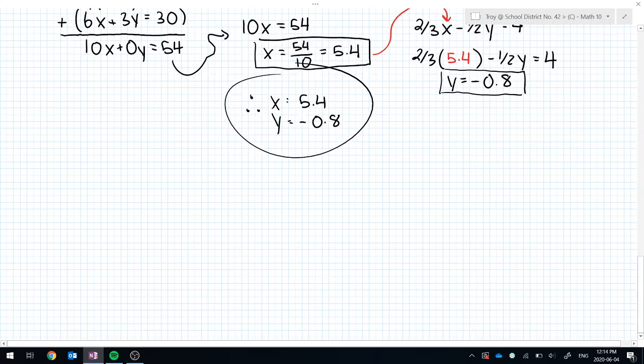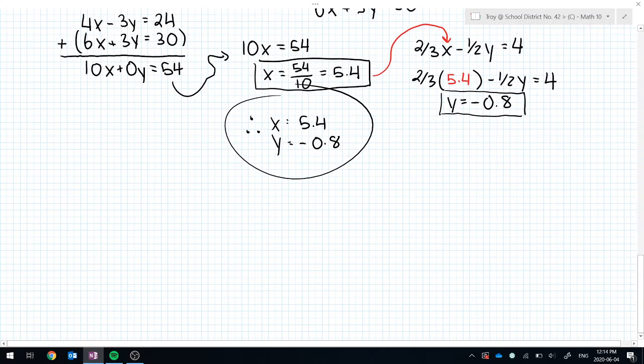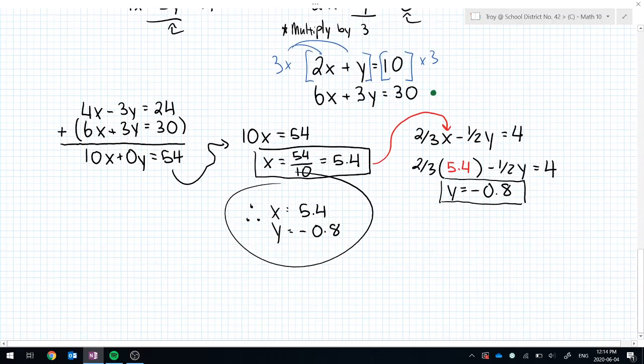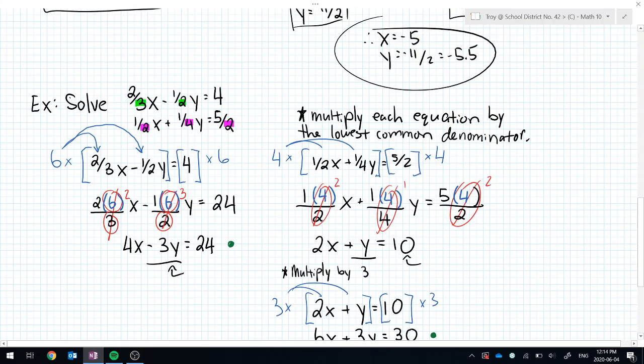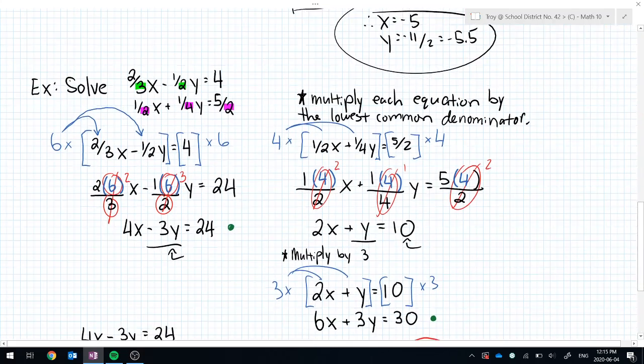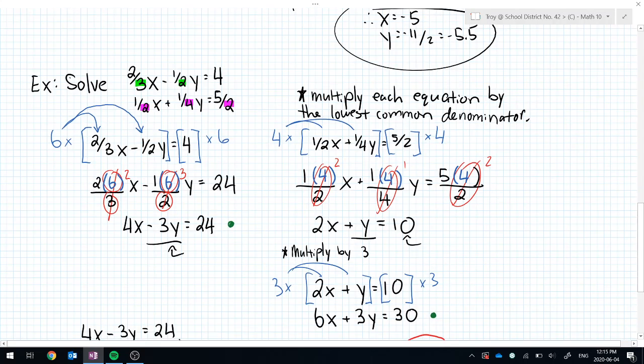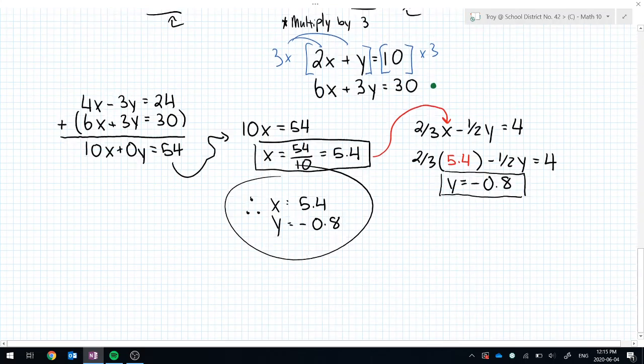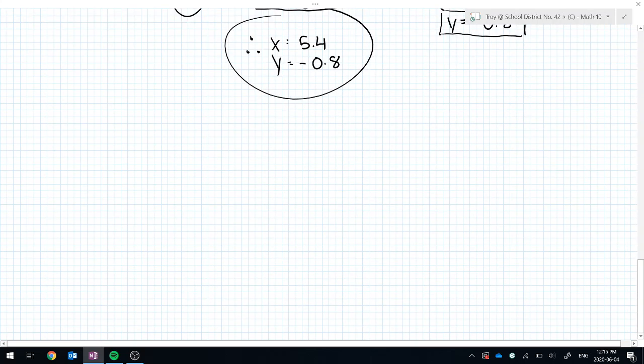Okay, so that's how you approach problems like that. Keep an eye out for your fractional exponents. Make sure to multiply them by their lowest common denominator to get rid of the fractions. Okay, so let's do one word problem, and that'll be it for this week.